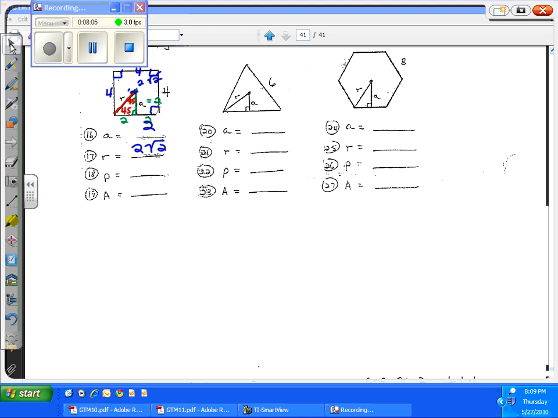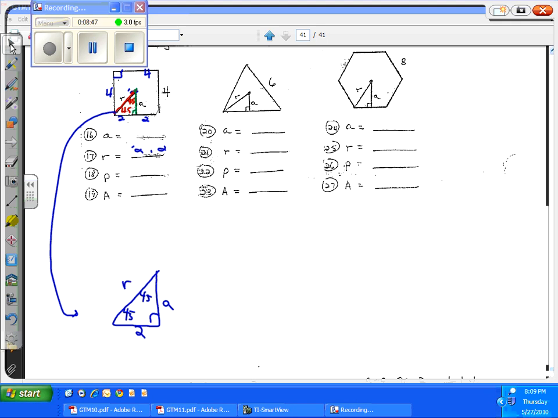I'll just go ahead and pull all that out in case we missed it, maybe using the formulas, since this is a review. The apothem bisects a side, so this is 2 and 2. So we could extract that right triangle. It's a 45, 45, 90. This little piece is 2. This is the apothem. This is the radius.